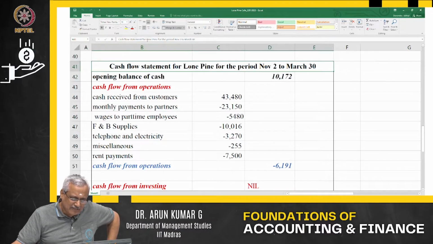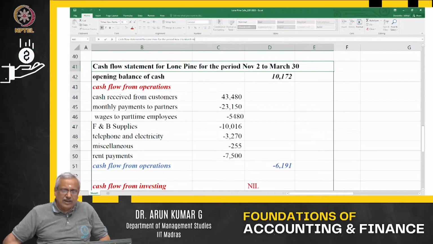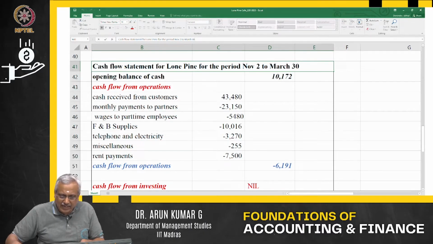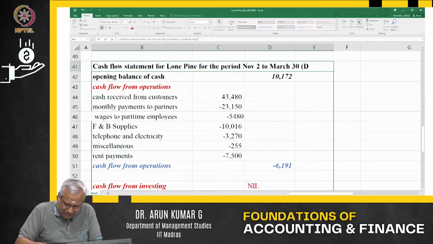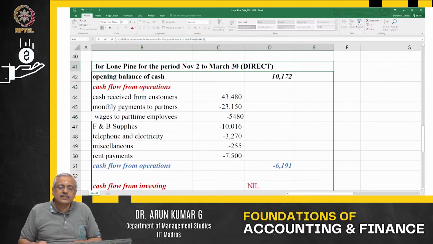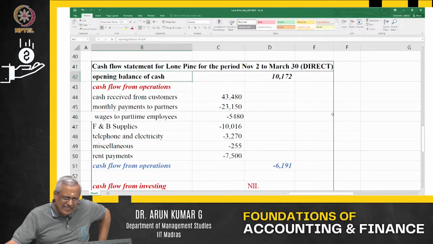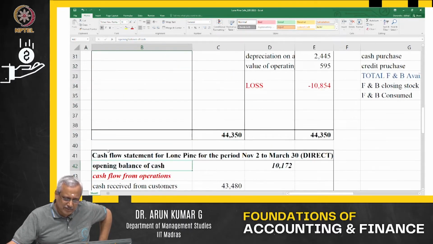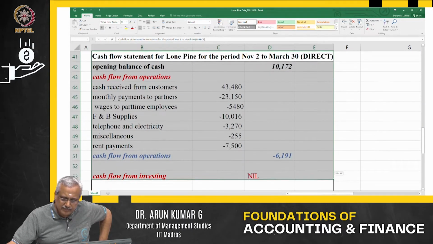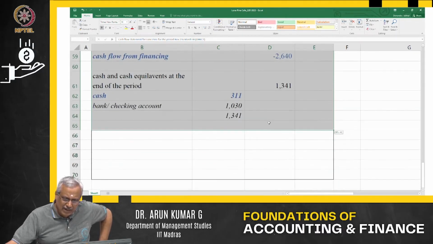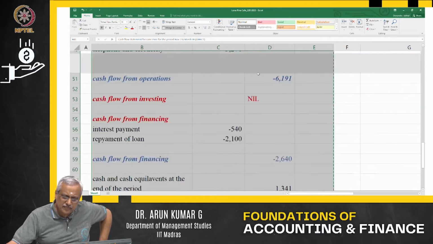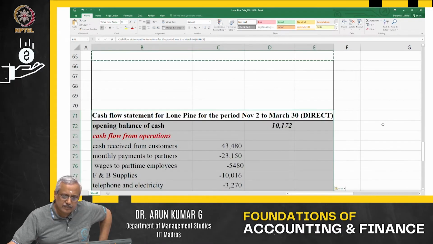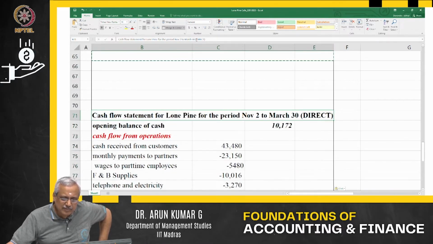Now let me correct this cash flow statement of Lone Pine Cafe. What we prepared that day is what we call the direct method. Now let me prepare it in the indirect method also. I am just going to copy this, just for the formatting, and I will say indirect method.